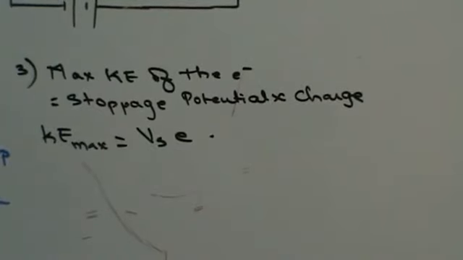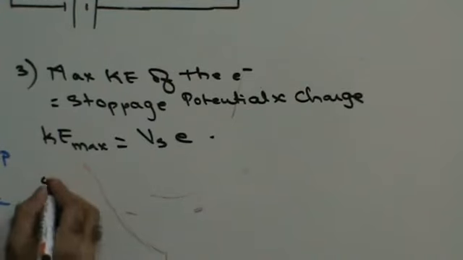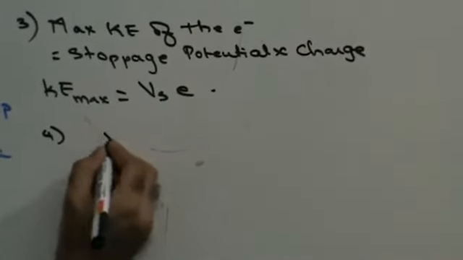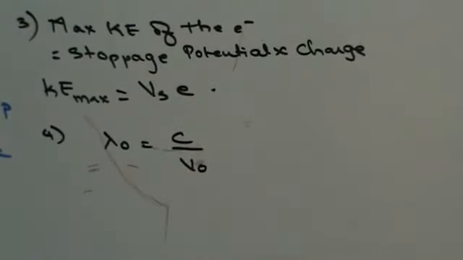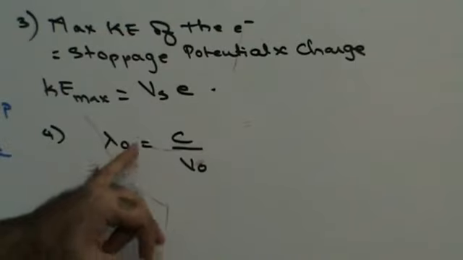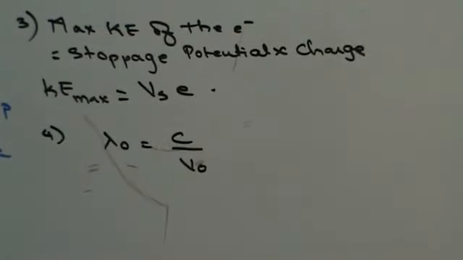The wavelength which corresponds to threshold frequency is called the threshold wavelength. I can say that threshold wavelength is c upon threshold frequency.